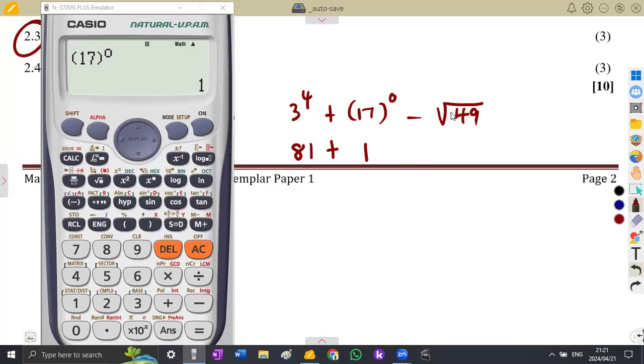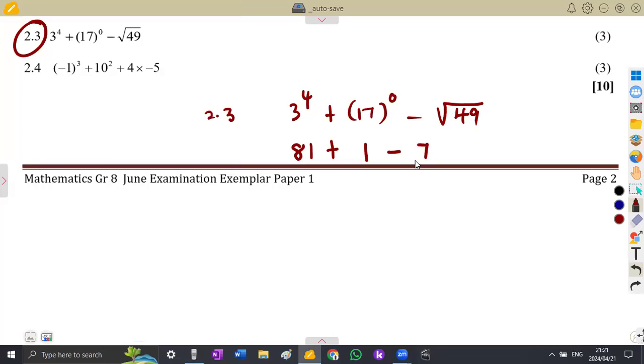The same thing with minus the square root of 49. You're going to do the same thing. The square root of 49, which is 7, but you can also use a calculator. That's 7. At least you have shown each and every stage that this is going to give us 81. This is going to give us 1. This is going to give us 7. Then you add everything that you have.